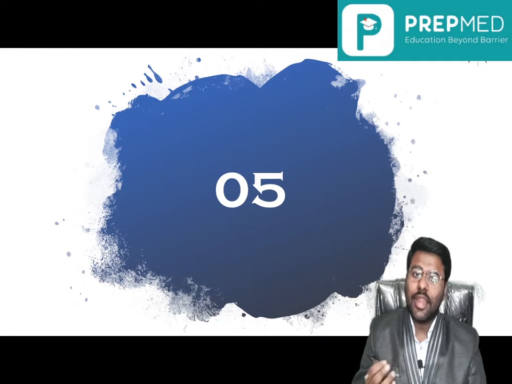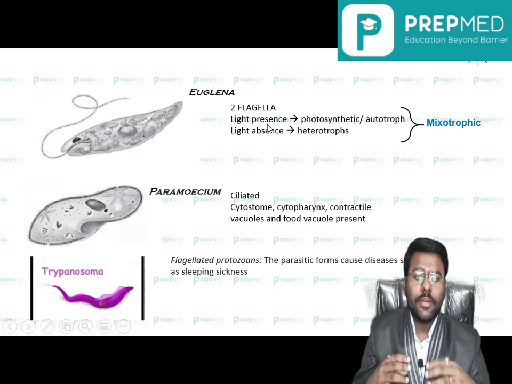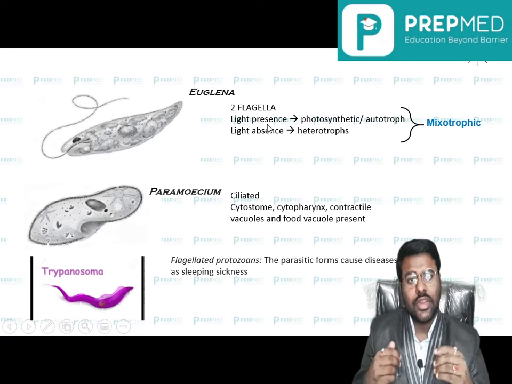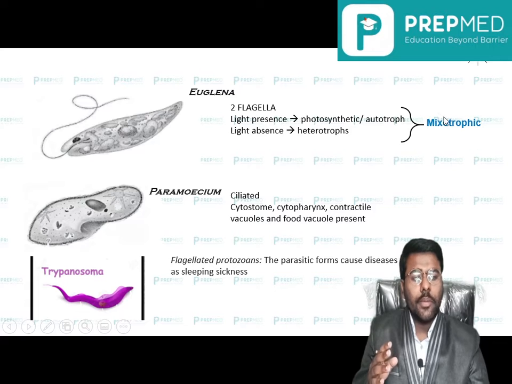Now coming to slide number 5. There are 3 images. In the first image, you can clearly notice it is an image of Euglena, and in Euglena there are 2 flagella. The most important thing is there is not 1 flagellum, there are 2 flagella. When light is present it becomes photosynthetic, and when light is absent it becomes heterotrophic. So we can call it a mixotrophic organism.